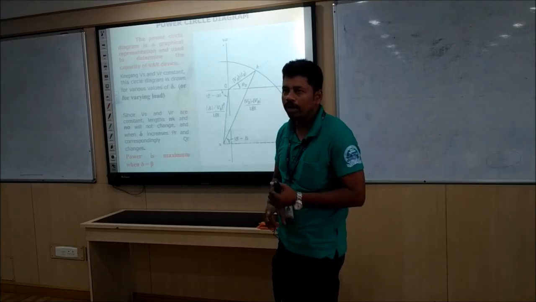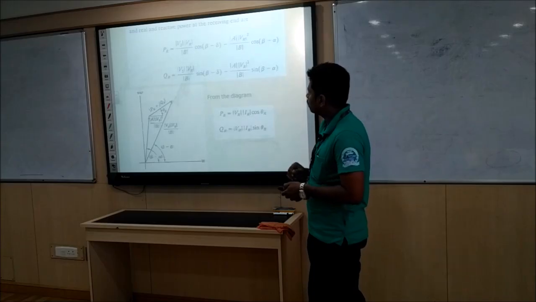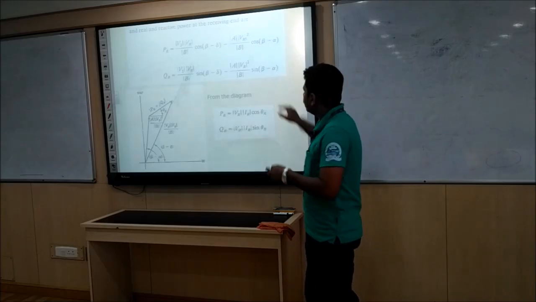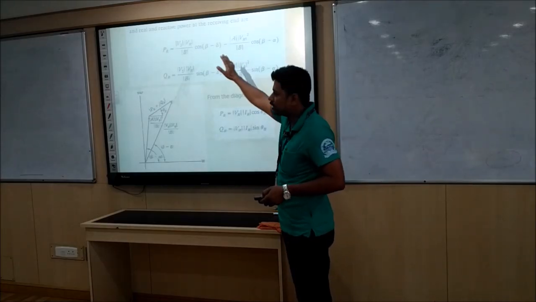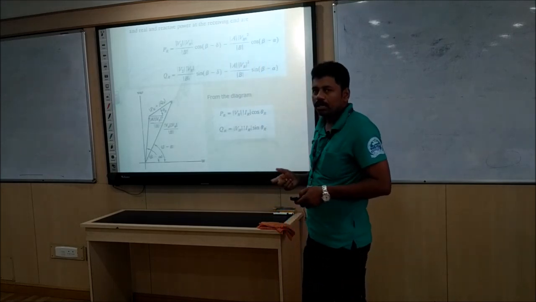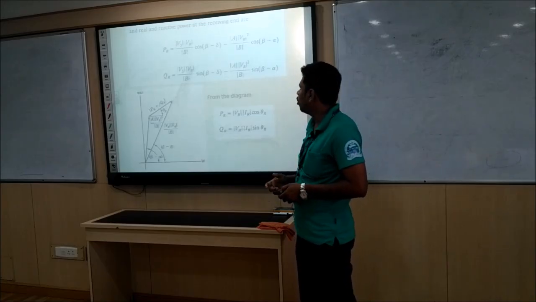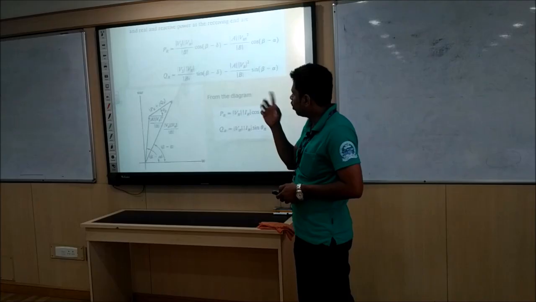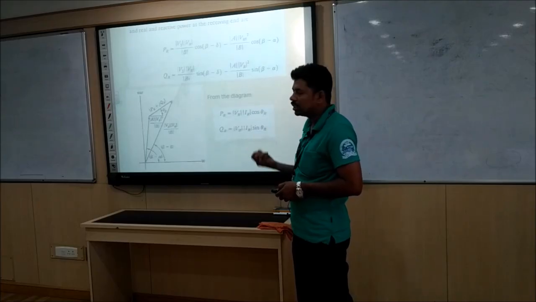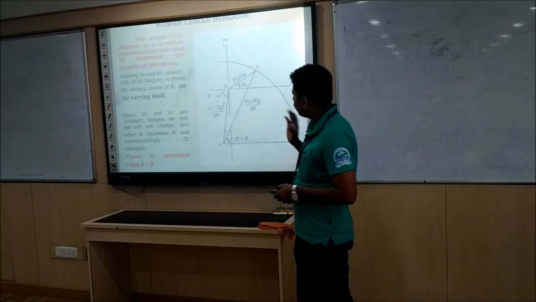First step is you have to identify the center of the circle. For the center of the circle, using this receiving power expression, you find the value of the second coefficient. There are two terms. The second term will give you the coordinates. A Vr square by B, both are negative, that is why it's the third quadrant at an angle of beta minus alpha. And the first coefficient, Vs into Vr by B, will give you the radius of the circle. Using that, you have to form the circle.